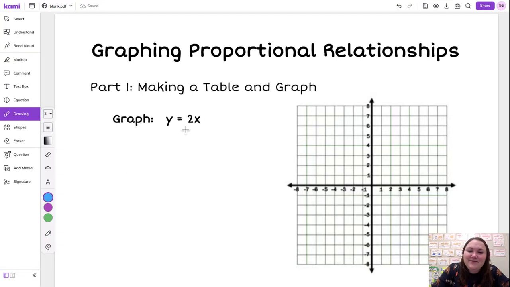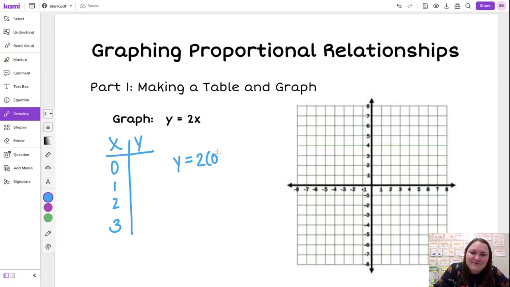So for example, this equation says to find y, I multiply x by 2, 2 times x. So if I wanted to make a table, I can pick random numbers for x, like 0, 1, 2, 3, and I'm just multiplying by 2 to find my y. So for this first one, to find y, I'm doing 2 times 0. I'm just substituting 0 for x, and 2 times 0 is 0. For the number 1, to find y, I'm doing 2 times 1. 2 times 1 is 2.